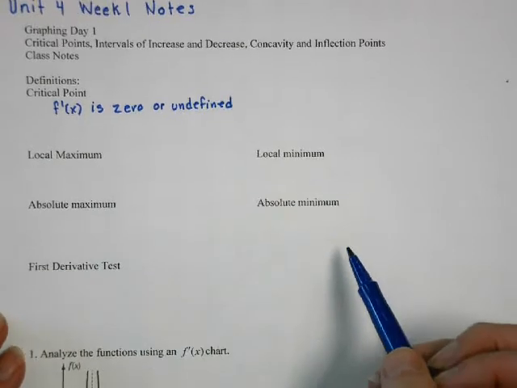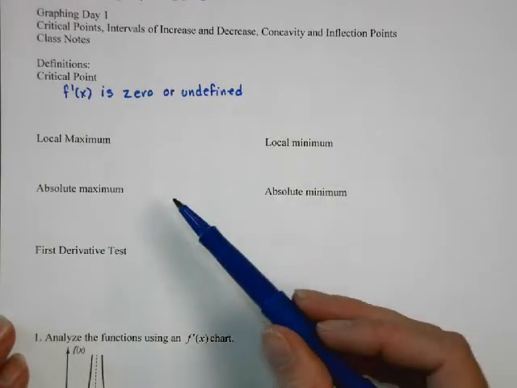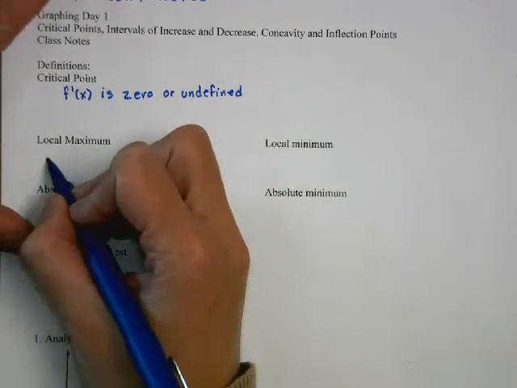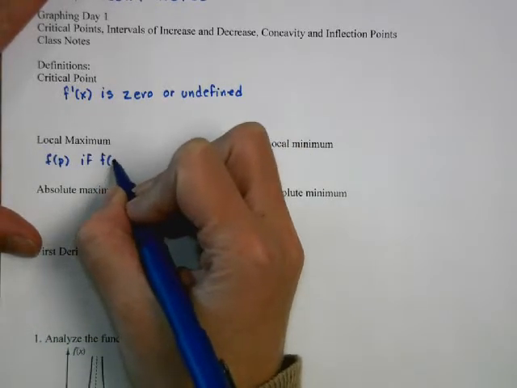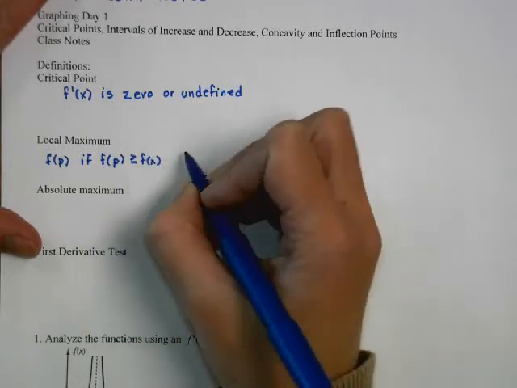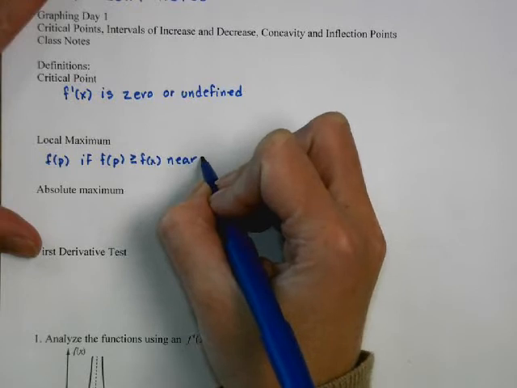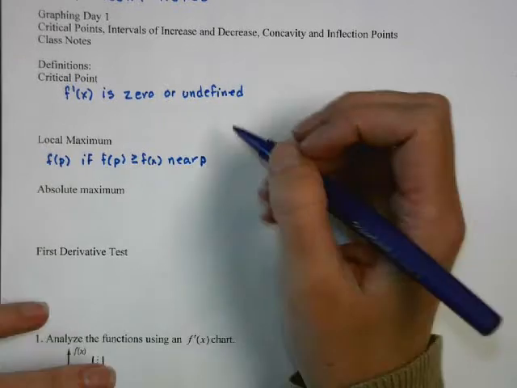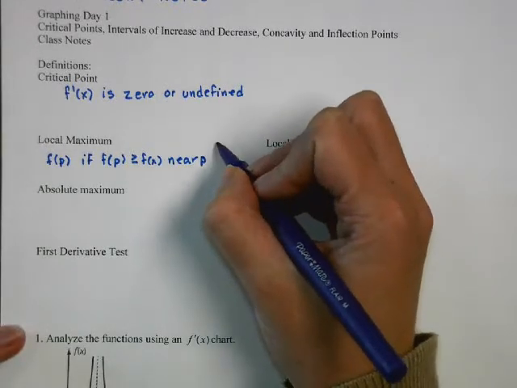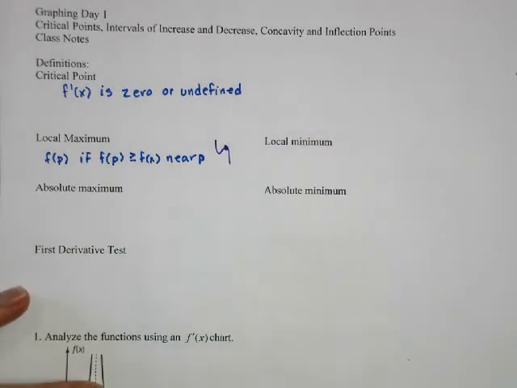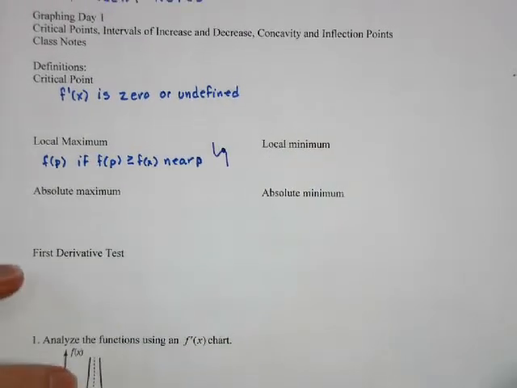These next four terms are pretty straightforward: local max, local min, absolute max, absolute min. A maximum is going to occur at p if f of p is greater than or equal to f of x near where p is. So if it's the biggest guy in its local neighborhood, so if this was my graph, that would be a local maximum.